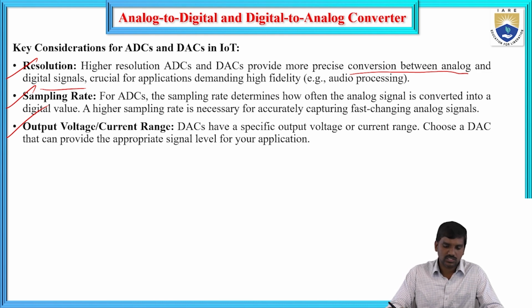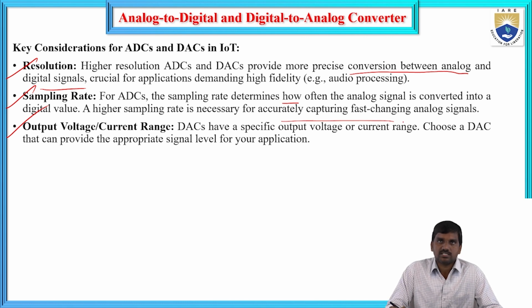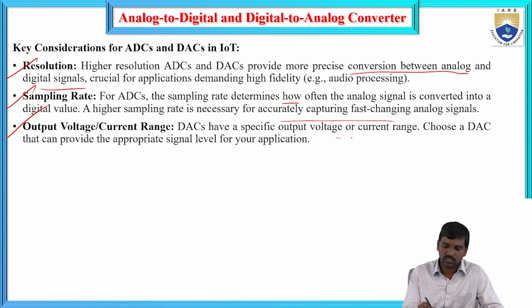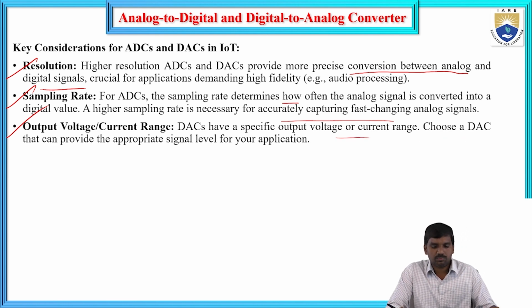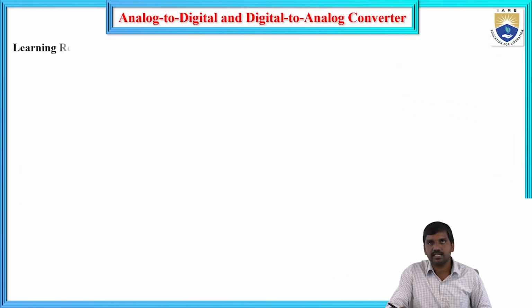Sampling rate: for ADCs, the sampling rate determines how often the analog signal is converted into digital values. A higher sampling rate is necessary for accurately capturing fast changing analog signals. Next, the voltage or current range. DACs have a specific output voltage or current range. Choose a DAC that can provide the appropriate level for your application. These are some key considerations for ADCs and DACs.